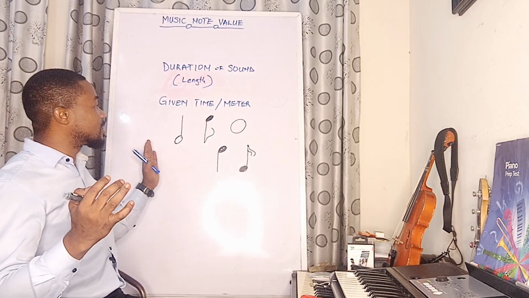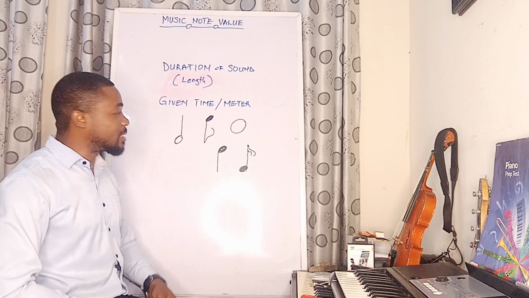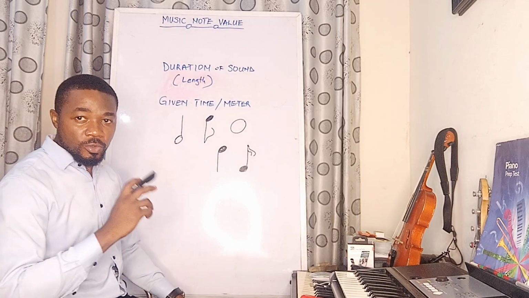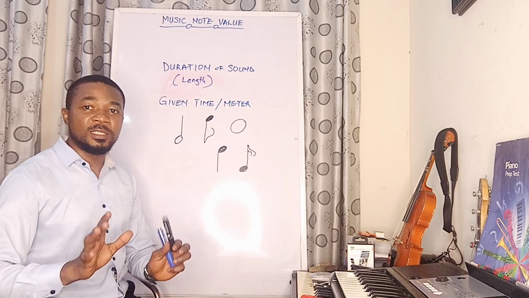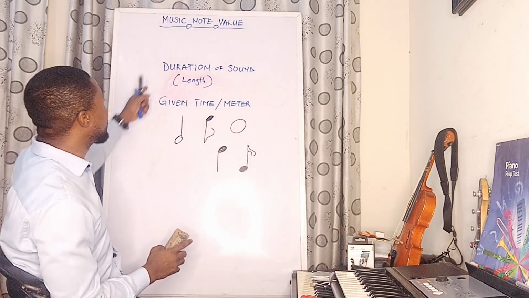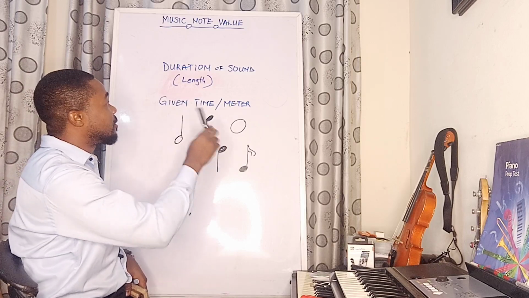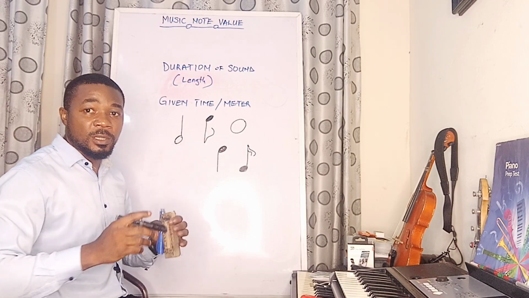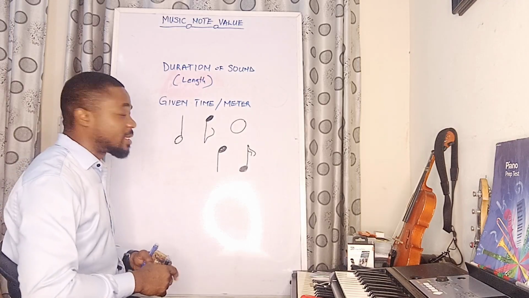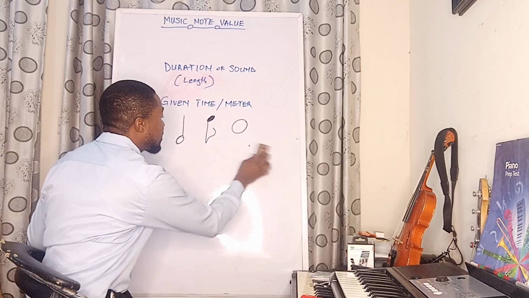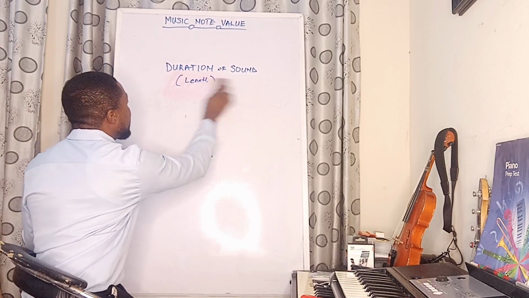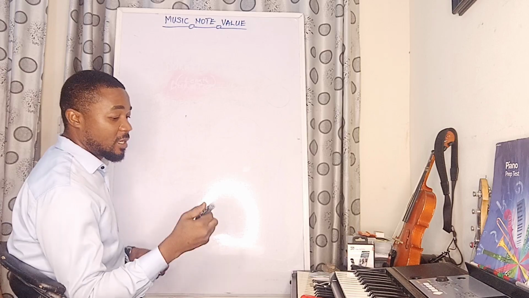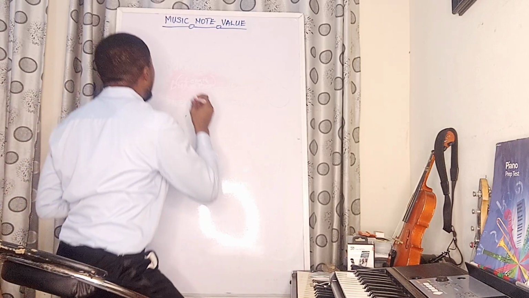As a beginner looking at these different shapes, how do you recognize which of these is the biggest or the smallest? There is one clue to this, and that is what we are going to be examining in this class. Don't forget, music notes talk about the duration of sound, which speaks to the length, and it has to be within a given time or meter, which talks about the time signature. We're going to talk about that in the future. Now we're going to be talking about the hierarchy of music notes. How do you know which of these music notes is the biggest or the longest, and which is the smallest?